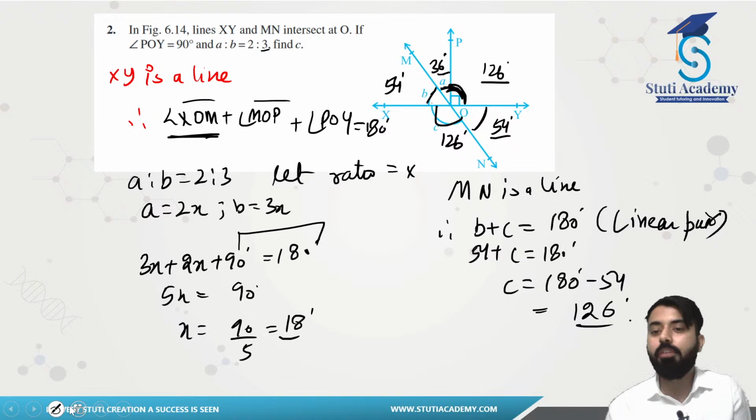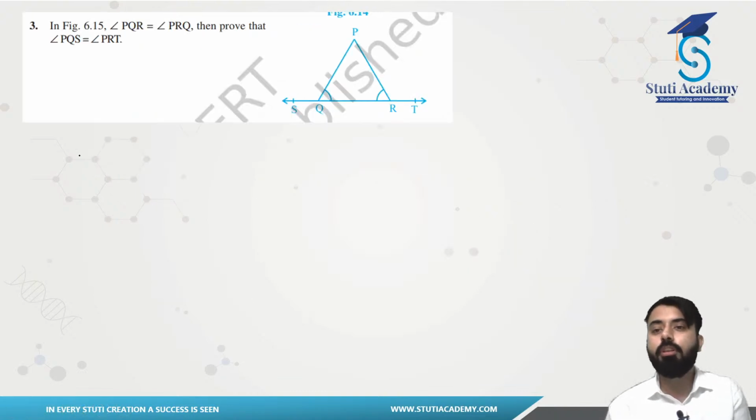Now let's move forward and see what we have now. So we have this third sum with us. It is in figure 6.15, which is this one. Angle PQR is the same as angle PRQ, which is this one. Then prove that angle PQX, that means this angle right here, will be equal to angle PRT, that means this one. And remember, this is a straight line.